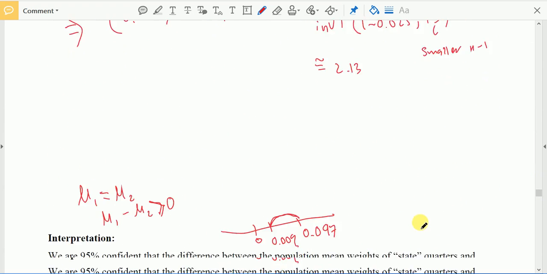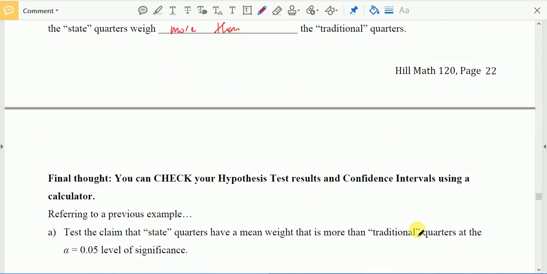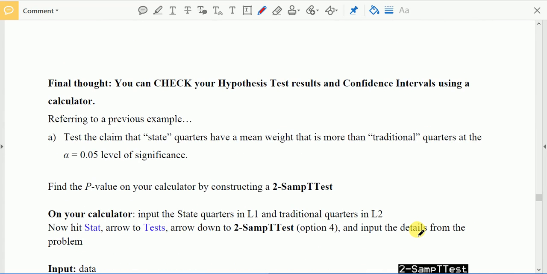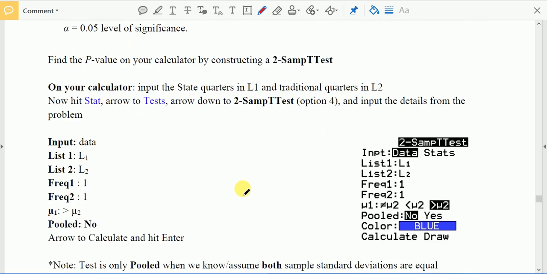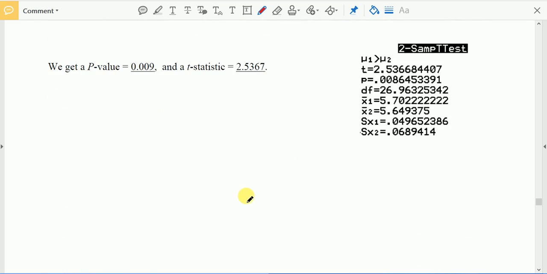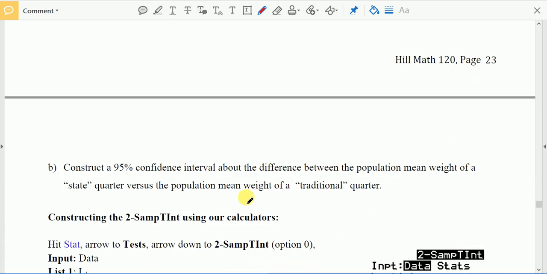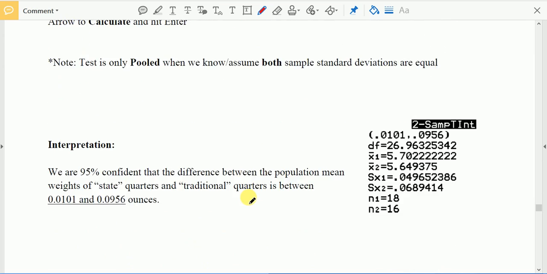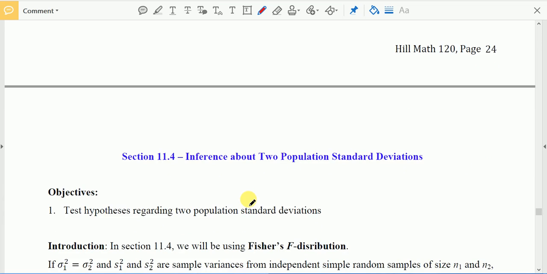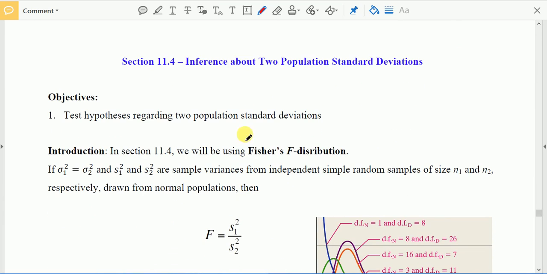Okay, so that is the end of this section 9.3 for independent samples, and this is the extra stuff for your TI-84. And that's all. The last topic of this chapter will be the inference about two population standard deviations, and I'll talk about this in the next video.